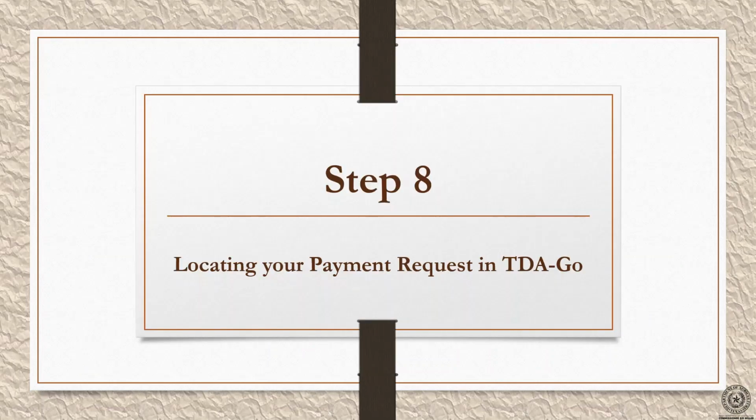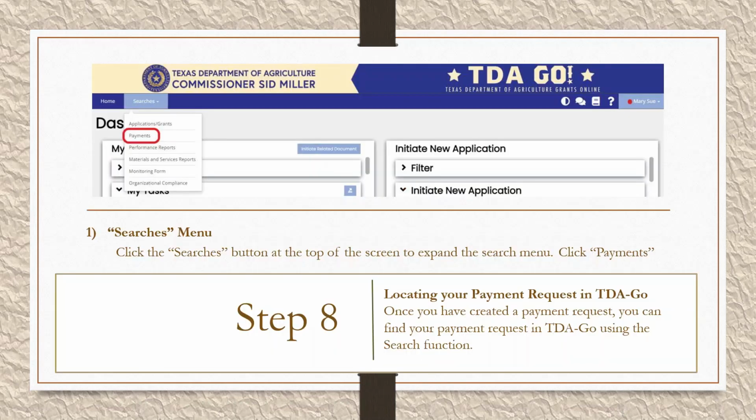Step 8 is how to locate your payment status in TDA-Go. Once you have created a payment request, you can find your payment request in TDA-Go using the search function. Click the Searches button at the top of the screen to expand the search menu. Then click Payments.